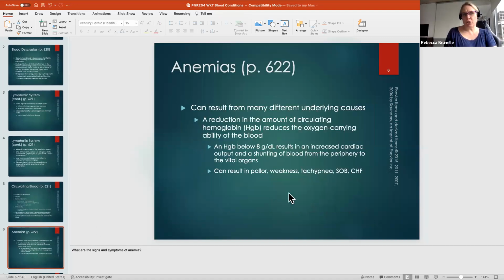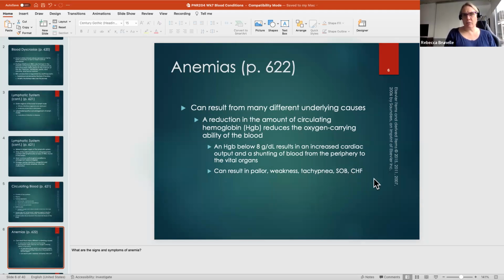So anemia is just a general term that talks about a low hemoglobin. And since you have a low hemoglobin, which is that protein that oxygen binds to on your red blood cell, you don't have the same oxygen carrying capacity. So patients that have anemia, regardless of the cause, tend to be pale, tend to be weak, and they breathe faster because they don't have the same oxygen carrying capacity. So they're trying to get more oxygen in. Sometimes they can feel short of breath, and sometimes they can develop congestive heart failure.